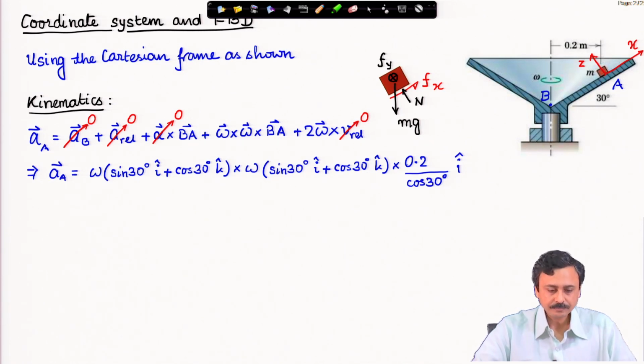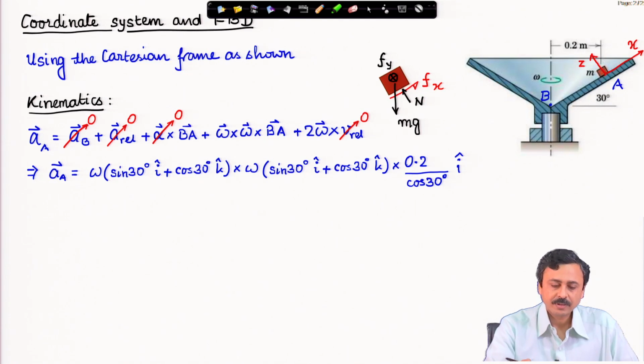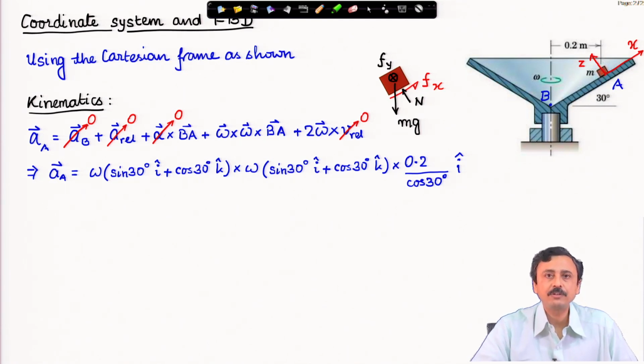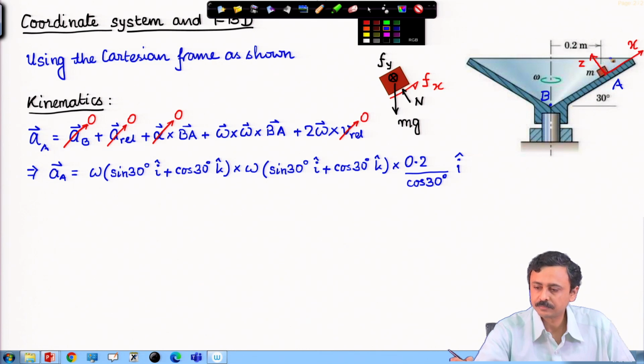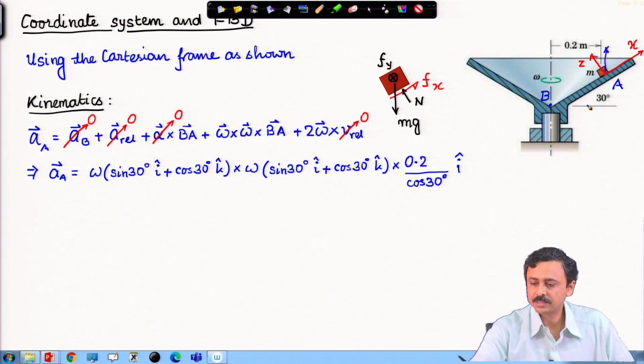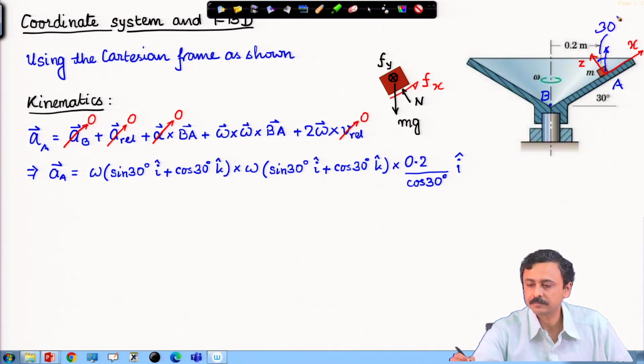Now, I have just represented these vectors in the coordinate system that I am using. Omega vector, the angular velocity vector, can be represented like this: the magnitude, which is omega, times unit vector, and you can easily find out the unit vector of the vertical direction. This angle is given as 30 degree, therefore, this is 30 degree, this angle is 30 degree.